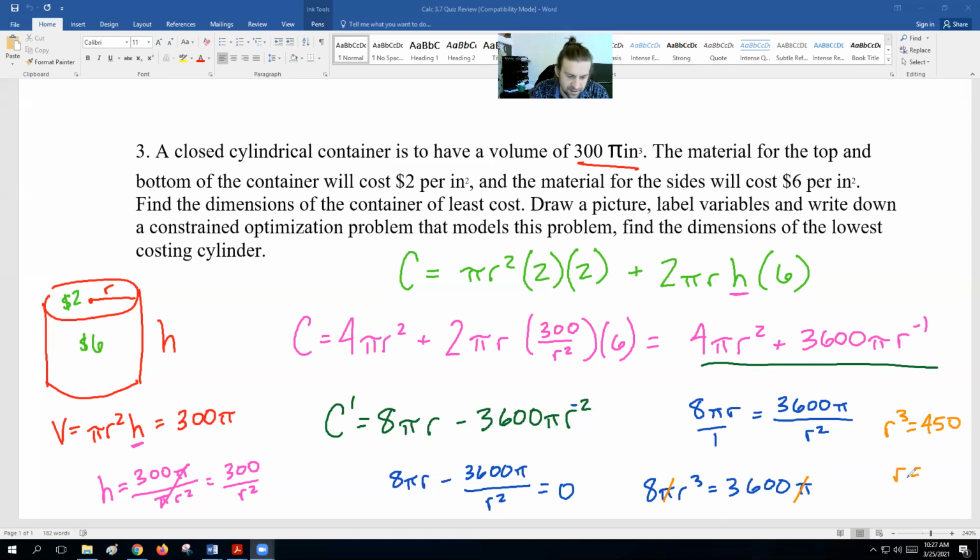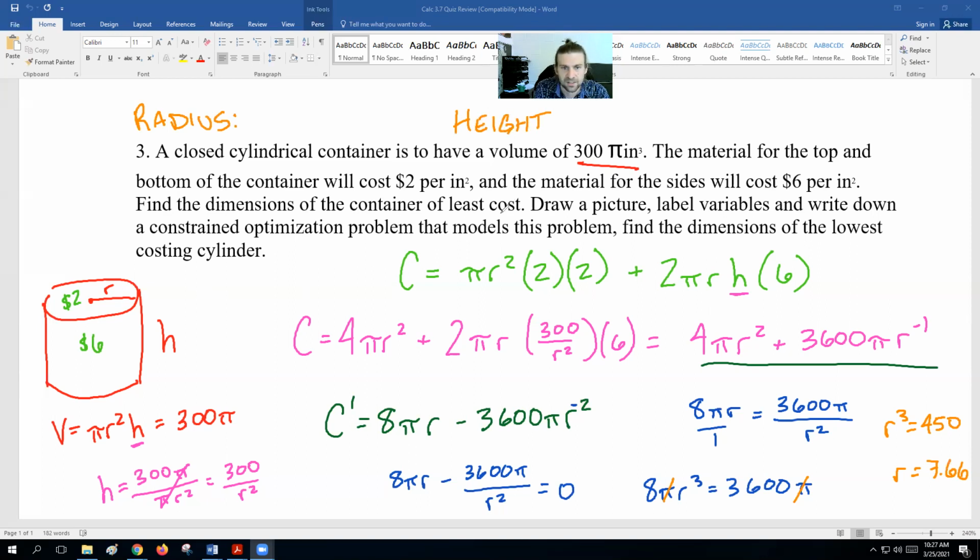Now, it probably doesn't come out nicely. So what's the cube root? What's 450 to the 1/3 power? That is, of course, 7.66. It doesn't come out nice. All right, so it does say find the dimensions. I'm going to write up here when I have a little bit more room. The dimensions, we just need to know what's the radius and what's the height.